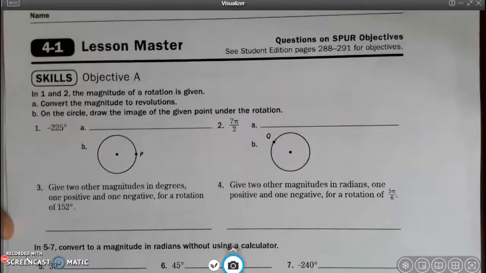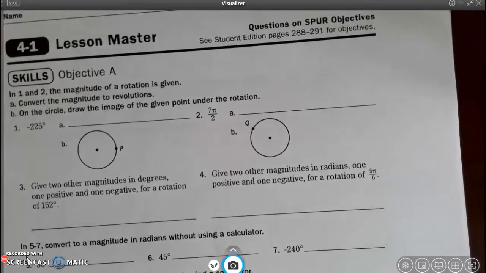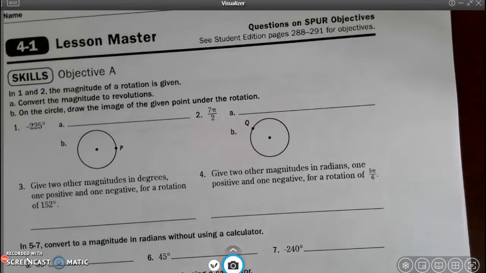Right, so this is for lesson 4.1 on degrees, radians, and revolutions. Lesson Master 4.1. It's the third video. Number 1 and 2 says for letter A, convert the magnitude to revolutions. Notice that number 1 is in degrees, which is a magnitude. Number 2 is in radians, which is also a magnitude.